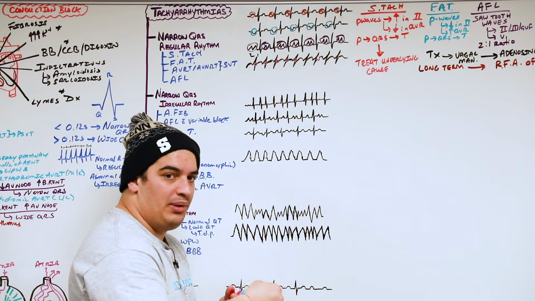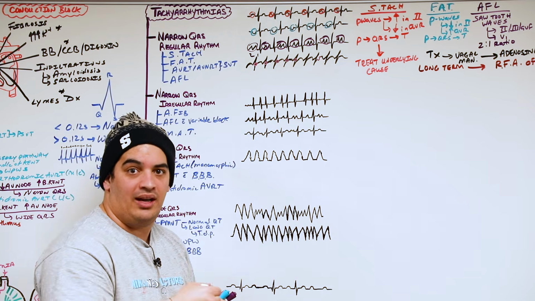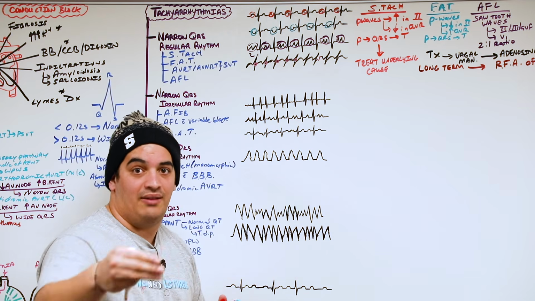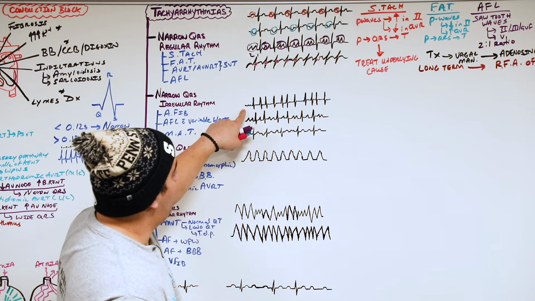First thing I do, look for P waves. Are they upright in lead 2, inverted in AVR, and are we following the PQRST pathway? Let's look at this rhythm. Am I doing that?